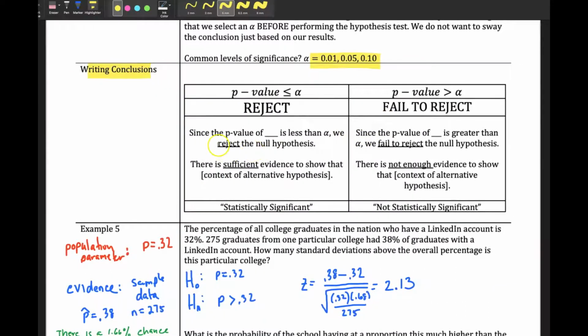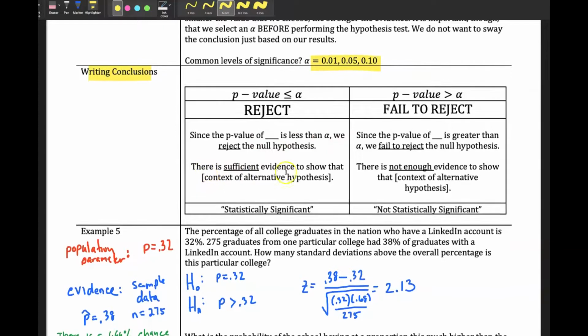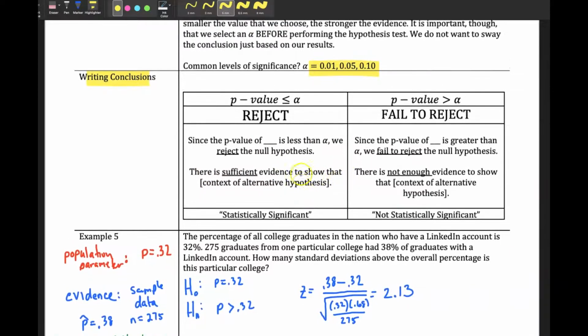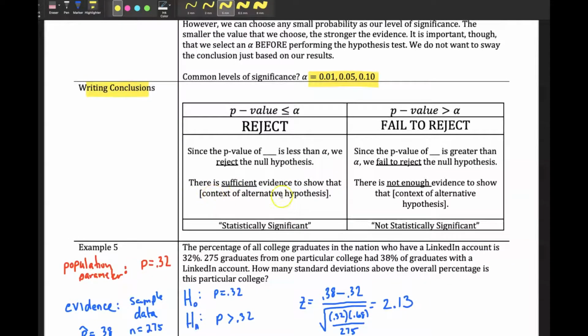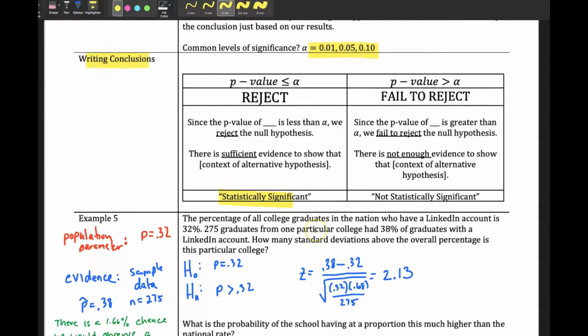And since the p-value of whatever test you're doing is less than alpha, we reject, and then we say there's sufficient evidence to show that. And then we put the sentence in of the alternative hypothesis, whatever this is in these cases. And then, or there's not enough. And we'll revisit this idea, okay? And we'll say something statistically significant or not.